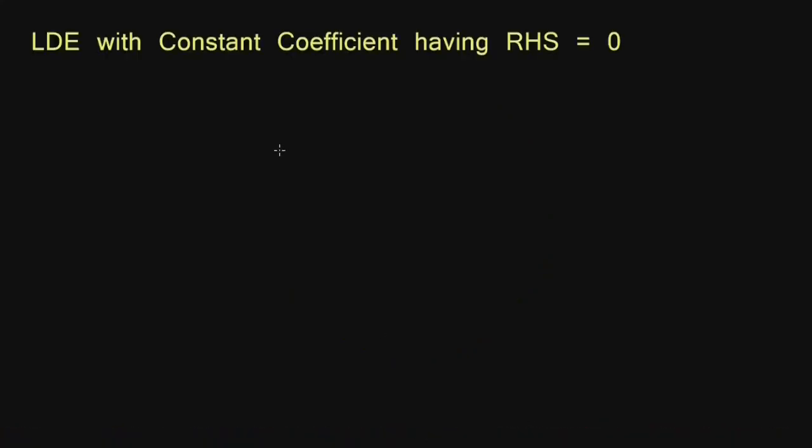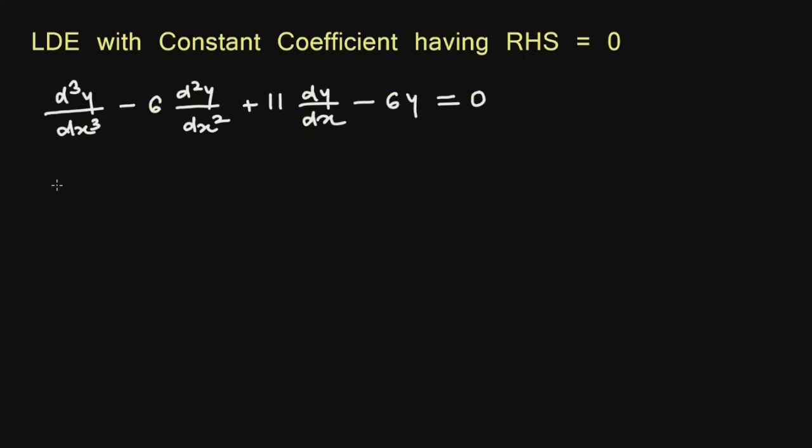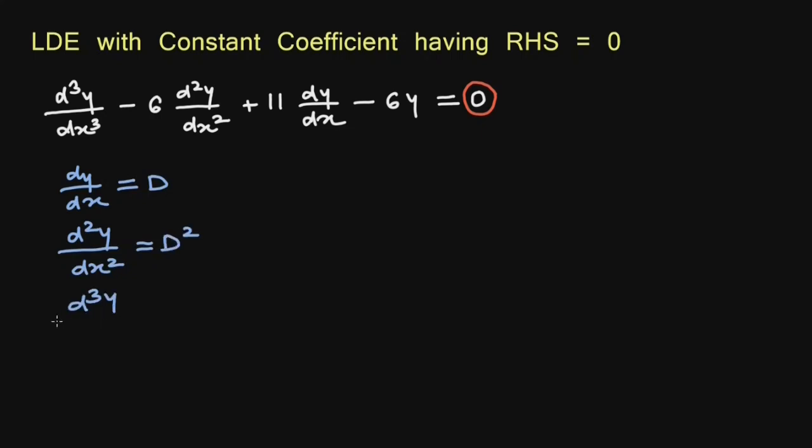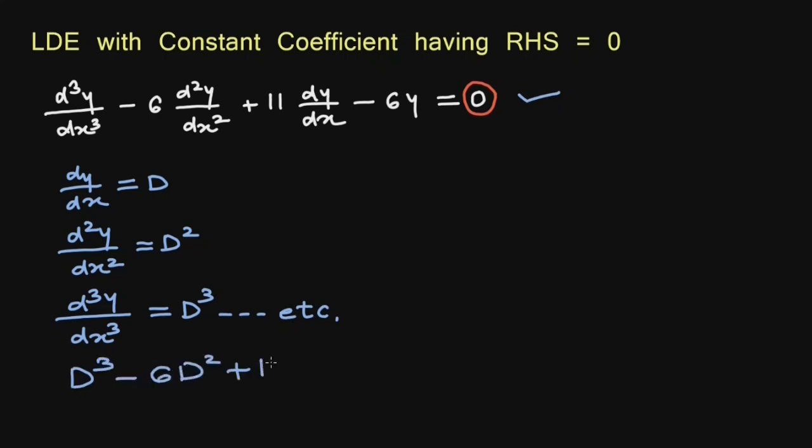Consider a linear differential equation with constant coefficient whose right hand side is 0. In this linear differential equation, right hand side is 0. We will denote dy by dx equals D, d2y upon dx square equals D square, d cube y upon dx cube equals D cube, etc. Then this differential equation will become D cube minus 6D square plus 11D minus 6, y equals 0.